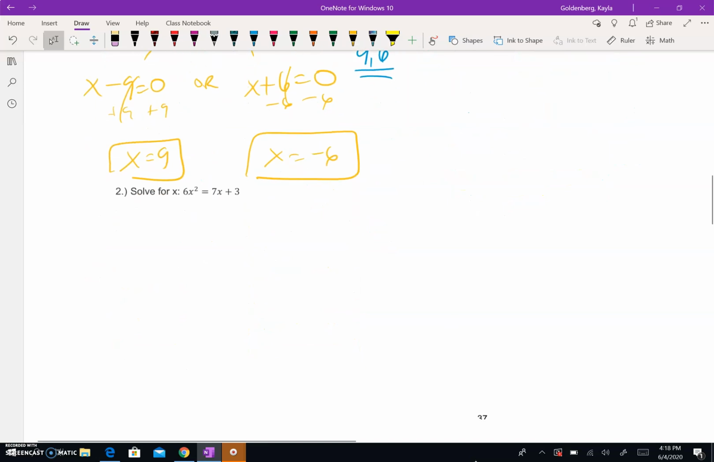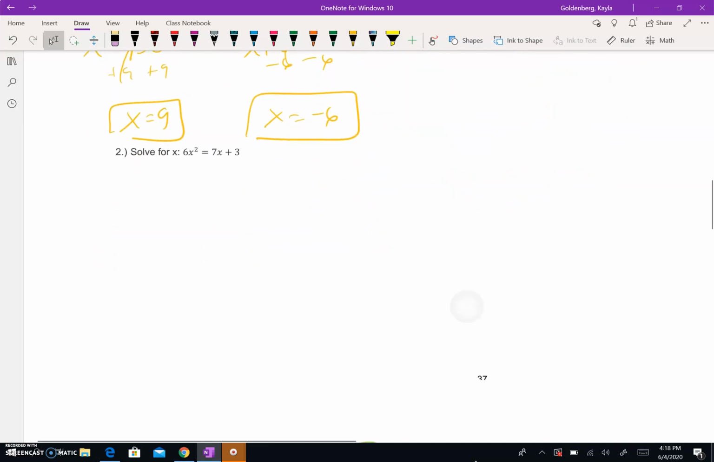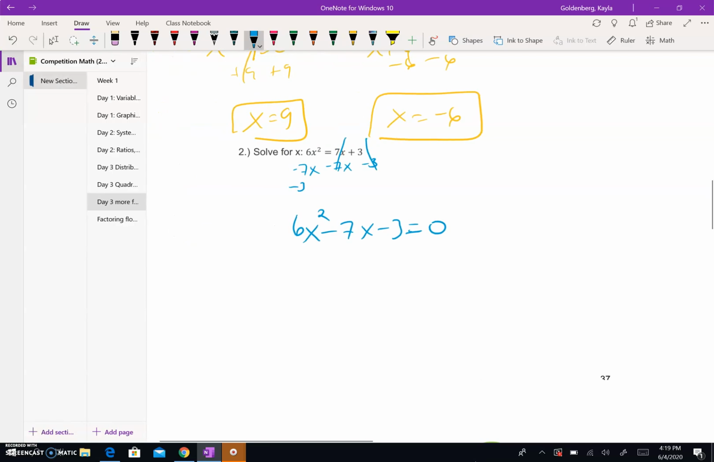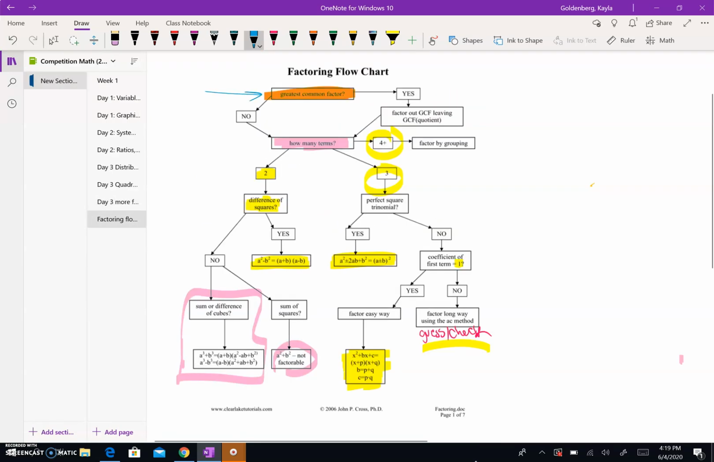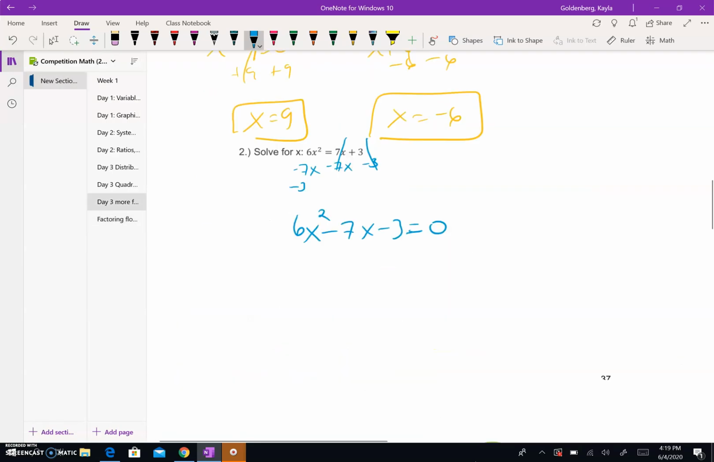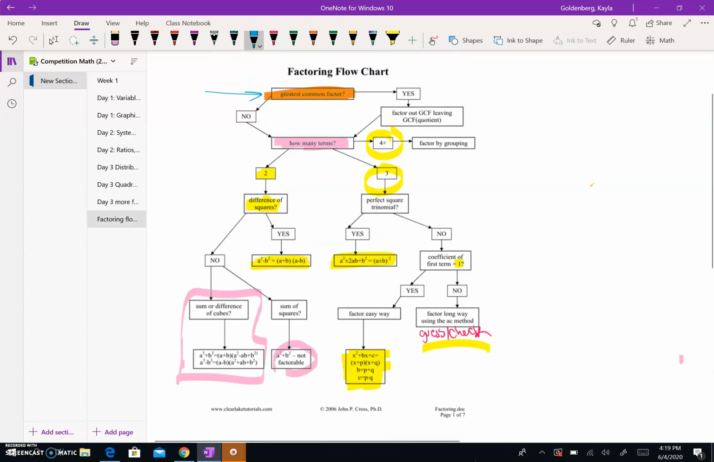Okay. This next one that we've got here is really similar. We just have to first get everything on one side before we can start. So let's first rearrange everything where everything's on one side. So we'll have 6x squared minus 7x minus 3 equals 0. Now thinking back to our factoring flowchart, my first question is, is there a greatest common factor? And in this case, with a 6, a 7, and a 3, there's not.